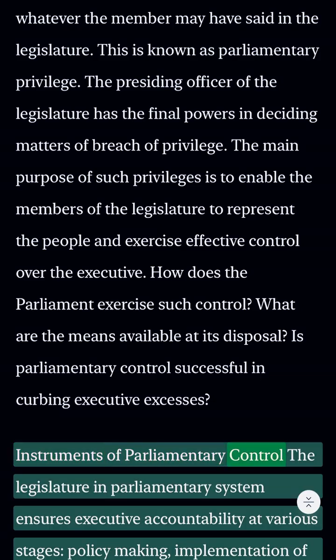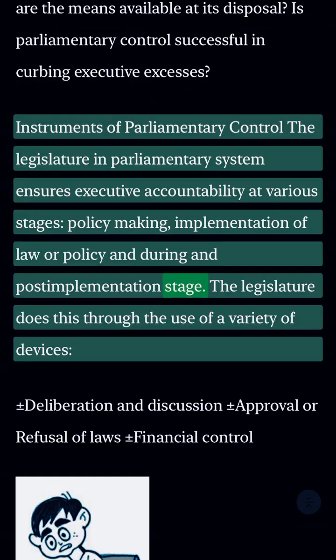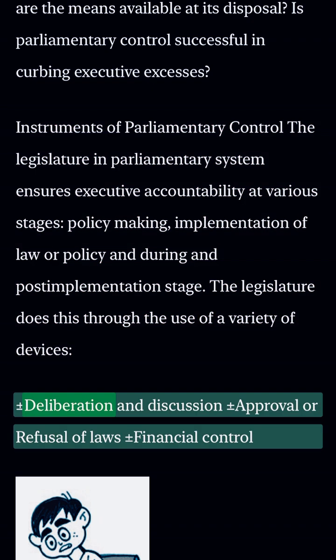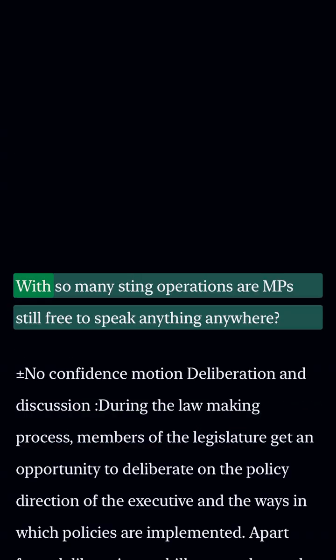Instruments of parliamentary control. The legislature in parliamentary system ensures executive accountability at various stages: policymaking, implementation of law or policy, and during and post-implementation stage. The legislature does this through the use of a variety of devices: deliberation and discussion, approval or refusal of laws. Financial control.